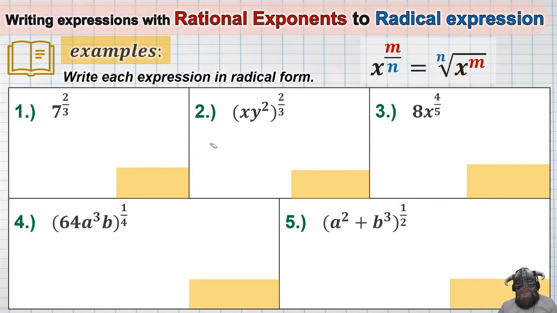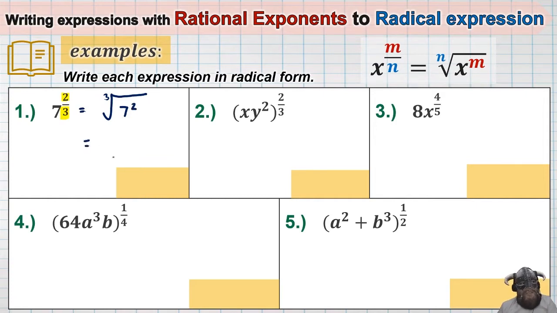To start, let's have number 1. We have the given 7 raised to 2 over 3. So to convert, first, let's have the radical sign. Second, yung ating denominator, yan yung gagawin nating index ng ating radical expression. And then, let's just copy 7. And the exponent of 7 will be the numerator. So, yan yung ating 2. So, it will become the cube root of 7 squared.